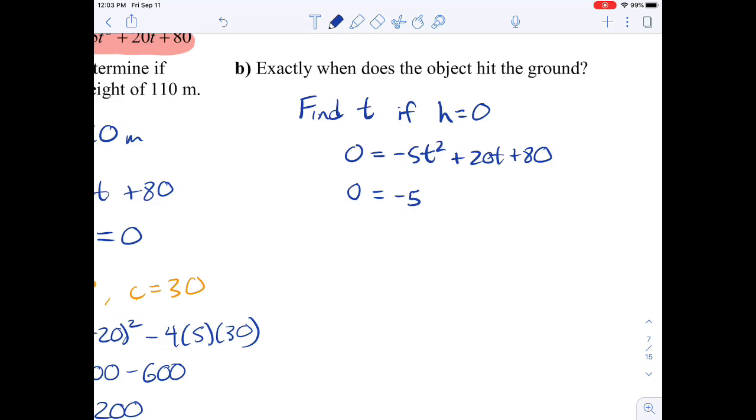And so I'm going to common factor out a -5 because everything can be divided by that. That leaves t squared minus 4t minus 16. And now I can just use what I have inside my larger bracket that I just created as the actual values that I'm going to substitute into my quadratic formula. So in that case, my a value is just a 1, my b is -4, and my c is -16.